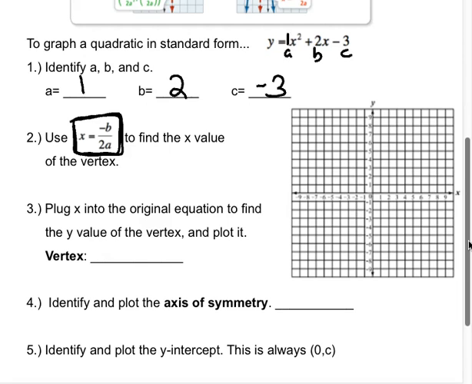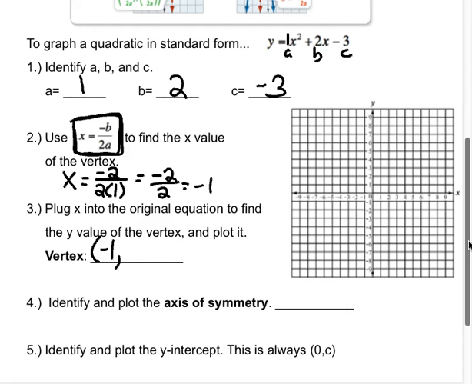Okay, so the x value of the vertex is going to be at -b over 2a, so -2 over 2 times a, and in this case, a is 1. So that's why you need to know how to find a, b, and c, because those are used in that little vertex formula. Okay, so -2 over 2. So the x value of my vertex is at -1.